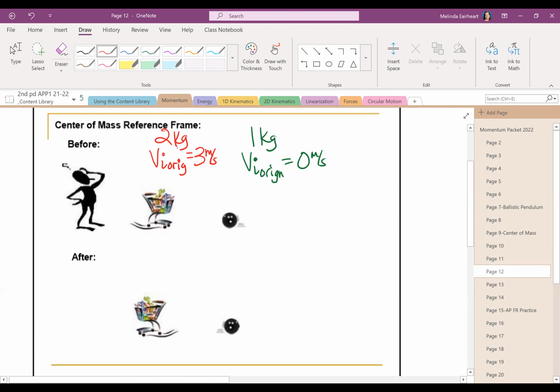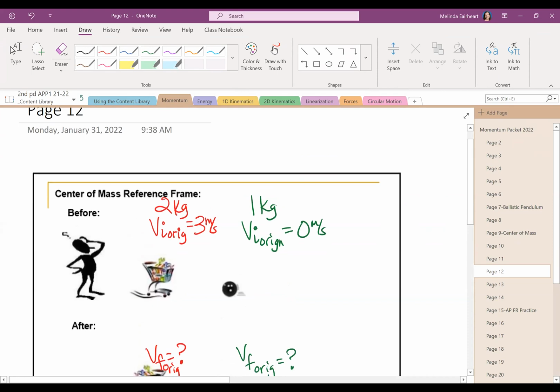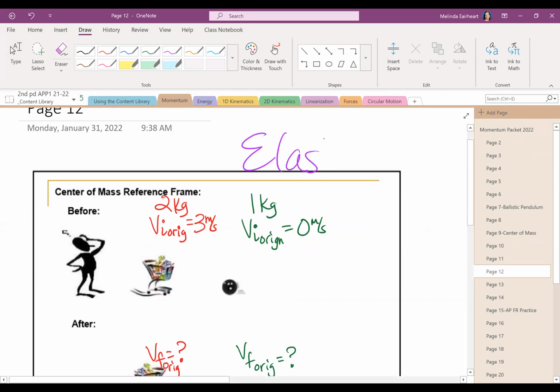And so here's what we're going to do, slightly different. We're looking for these final velocities. I got 2 unknowns. I got to have 2 equations. You do have to recognize that this is only going to work for an elastic collision.